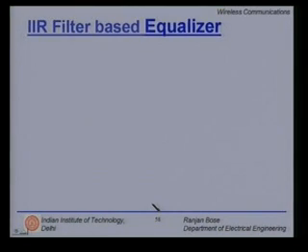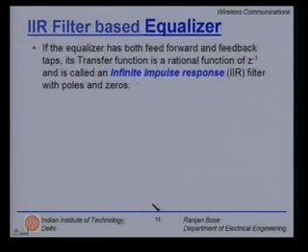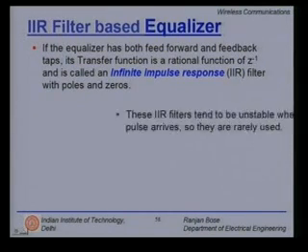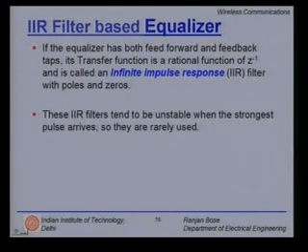Now, let us talk about the IIR filter based equalizer. If the equalizer has both feed forward and feedback taps, its transfer function is a rational function of z inverse and is called an infinite impulse response or IIR filter with both poles and zeros. These IIR filters tend to be unstable when the strongest pulse arrives after the other pulses. So, IIR filters tend to be unstable sometimes for mobile scenarios.